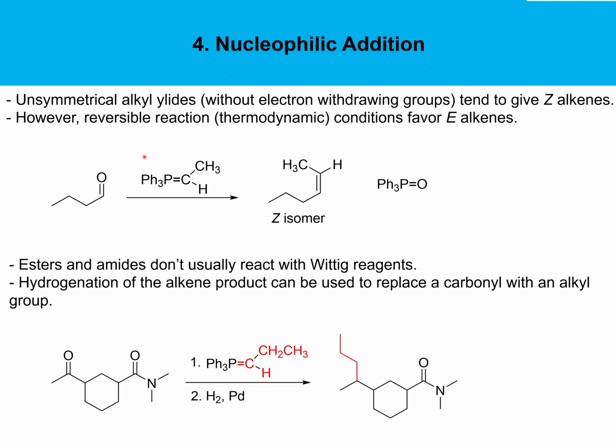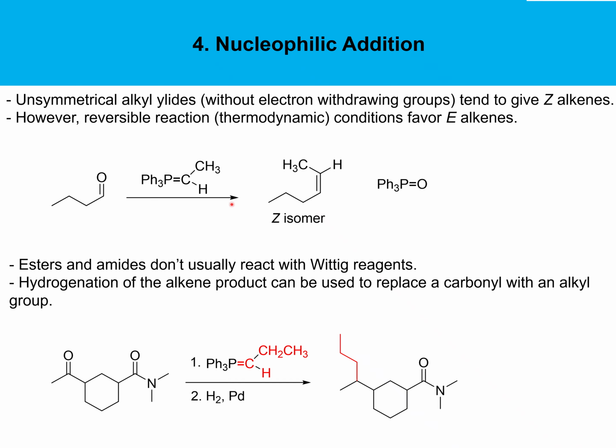If we use an unsymmetrical Wittig reagent and an unsymmetrical aldehyde or ketone, we can produce a product that has a mixture of E and Z isomers. In general, alkyl ylides, as shown here, typically will give the Z isomer. However, there are conditions we can use to produce the E isomer. We won't go into those details. For our course, just assume that you can get whichever isomer you need.